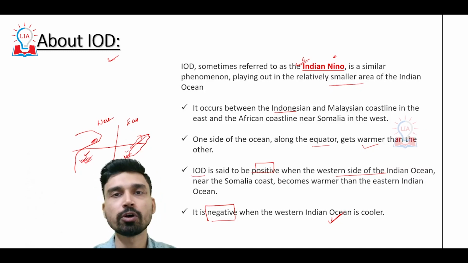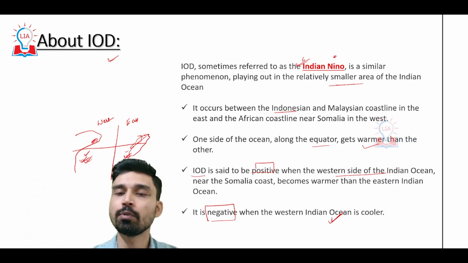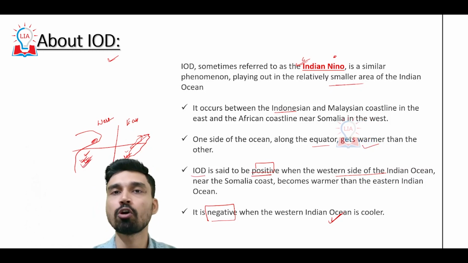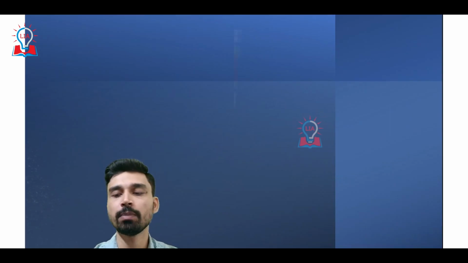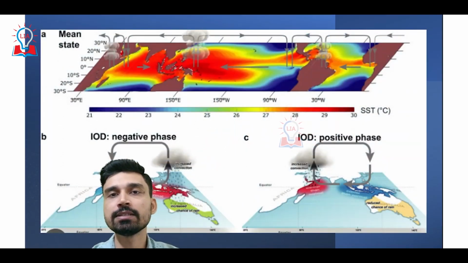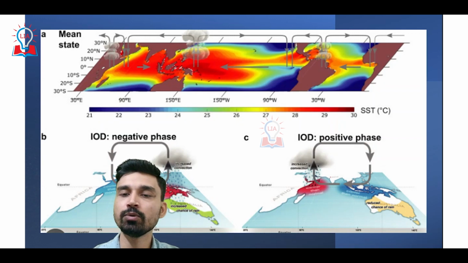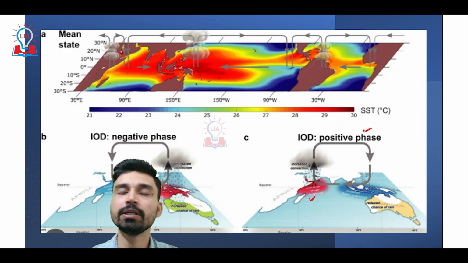In a simple way, we can also understand it like this: the positive IOD is when the western Indian Ocean has a higher temperature, the western Indian Ocean is hotter, and the negative IOD is when the western Indian Ocean is cooler than the eastern part. If we try to understand this on the map, if IOD is in the positive phase, what basically happens is that we have higher temperature near the coastline of Africa, and lower temperature near Indonesia, Australia and Malaysia region.